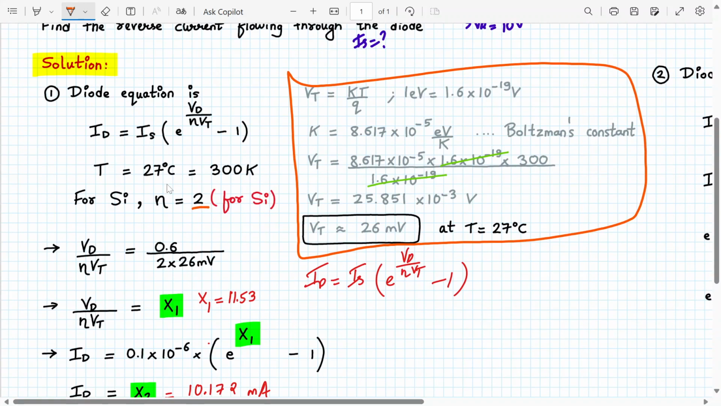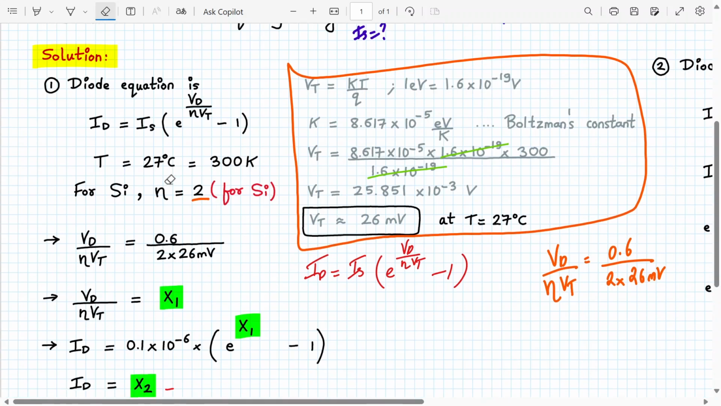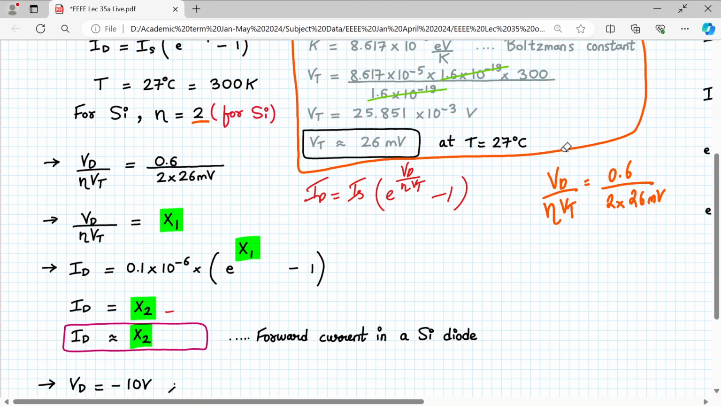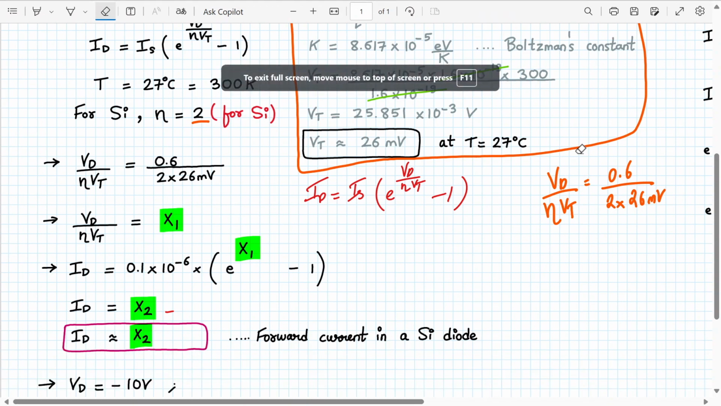Now we actually require the value of ID. So first calculate VD upon eta Vt. How much is the value? VD is 0.6, eta is 2 and this is 26 millivolt. Find this number. Tell me what is the number? You have to solve and tell me: VD upon eta Vt, 0.6 divided by 2 into 26 millivolt. Quickly solve because we have to cover more important topics.